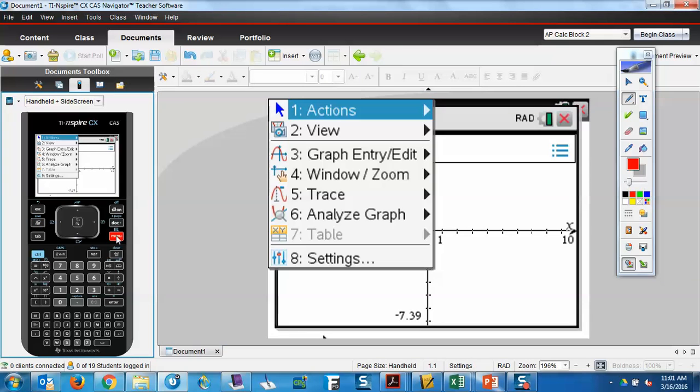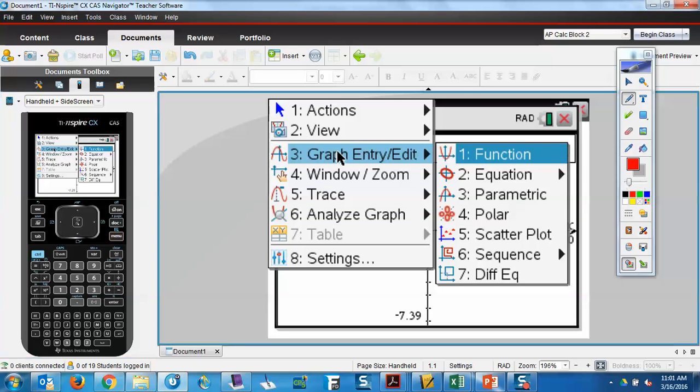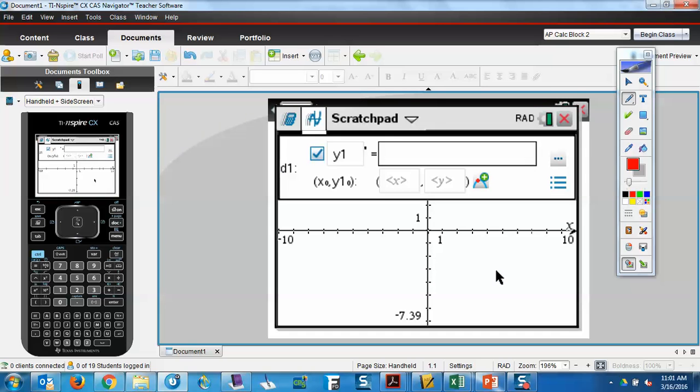And we're going to go to our menu and our graph entry. And we're going to go down here to differential equation, number 7. Everybody's got to be able to do this on the quiz next week, or on Friday. Will you say that again? Yep, go to the graph screen, go to the menu, go to the graph entry.